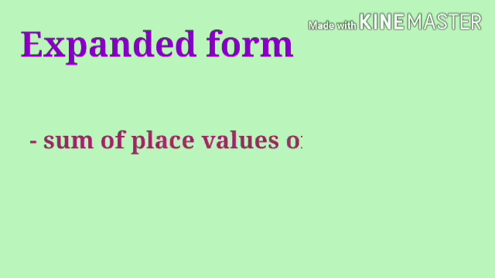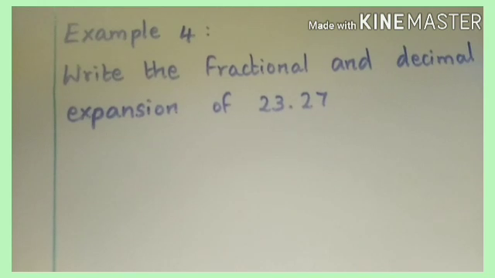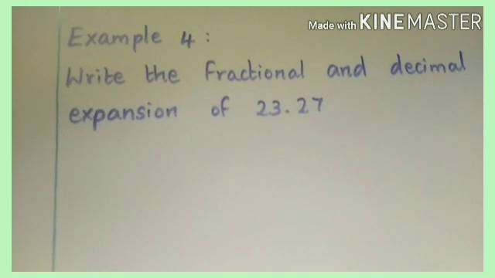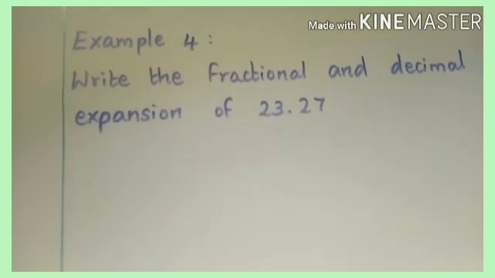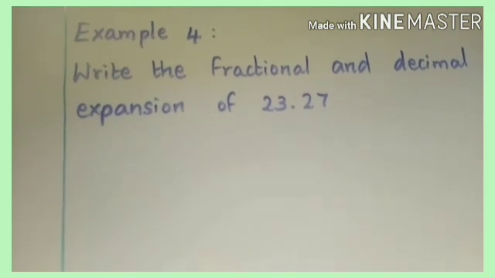Students, we already learnt the expanded form. That means the expanded form of a number is the sum of place values of all the digits. In the same way, we are going to write the expanded form for the decimals. Example 4. Write the fractional and decimal expansion of 23 and 27 hundredths. In this problem, we are going to write the fractional and decimal expansion of 23 and 27 hundredths.